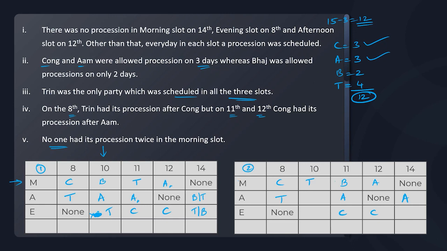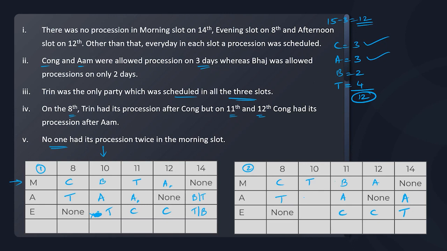Let's look at the second scenario. In the second scenario, what is happening? Now, this cannot be T. So automatically, this has to be B. Sorry, that has to be T, because on a day you can have only one party. You can't have a repeat of the party. So this is T. Now, where is B?